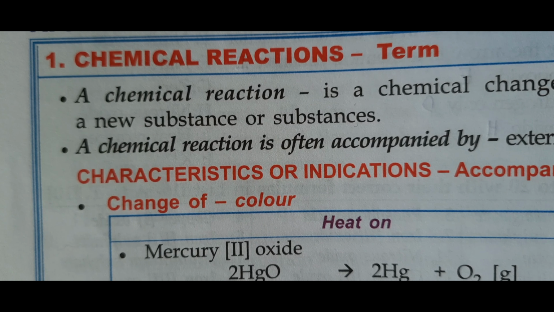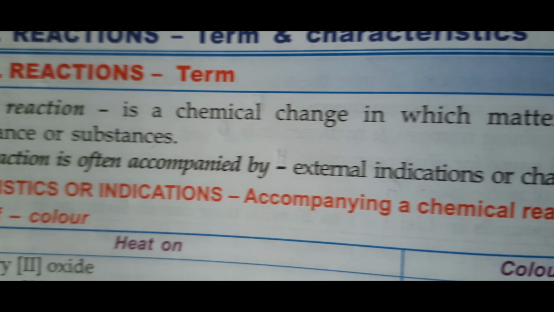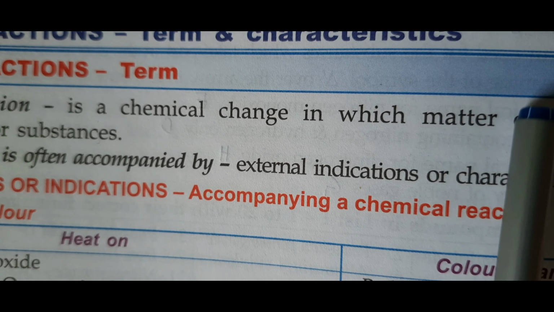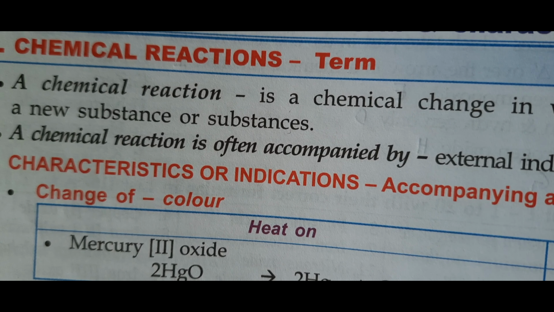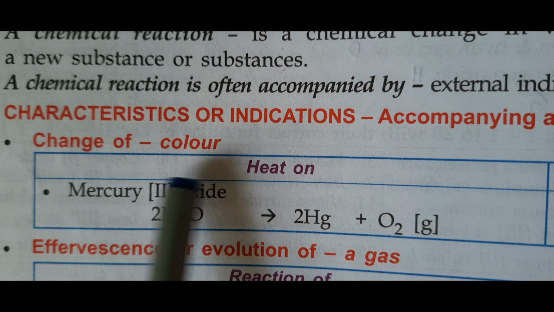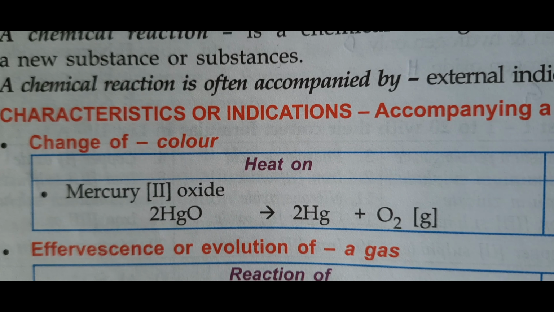And during a chemical reaction, what are the things you observe? Characteristics of chemical reaction, students. So during a chemical reaction, sometimes we observe change of color. Black becomes white, white becomes yellow, like that. Change of color we observe.